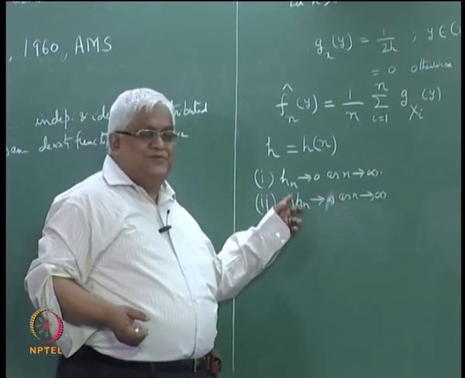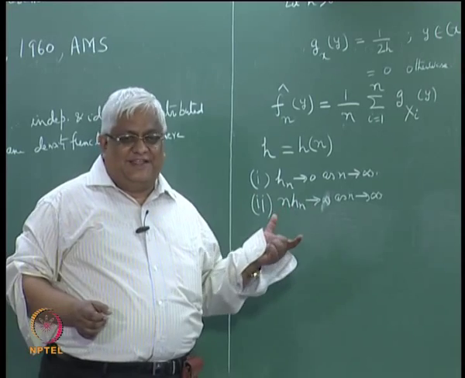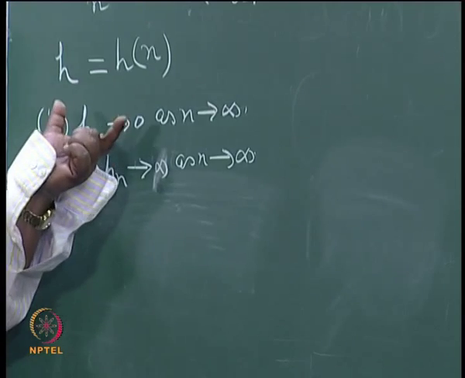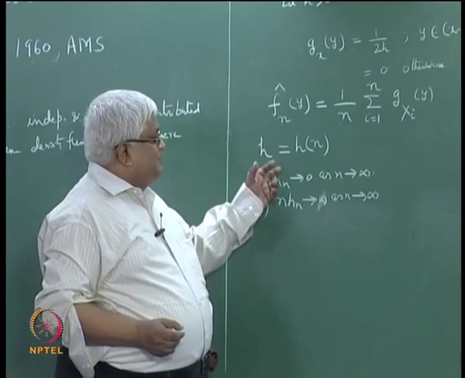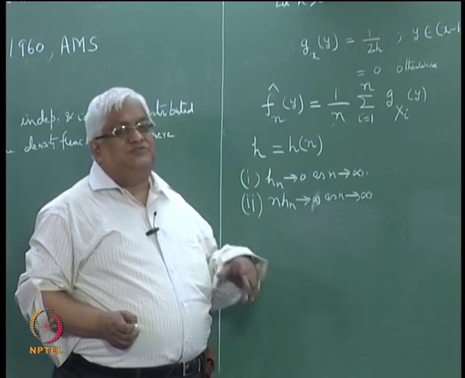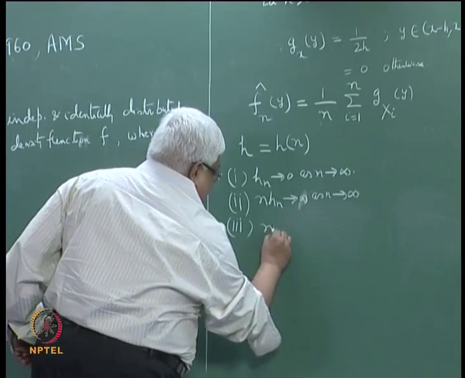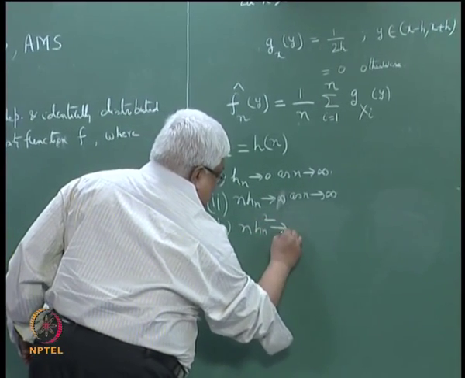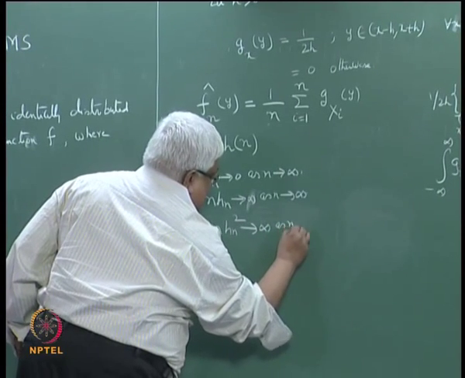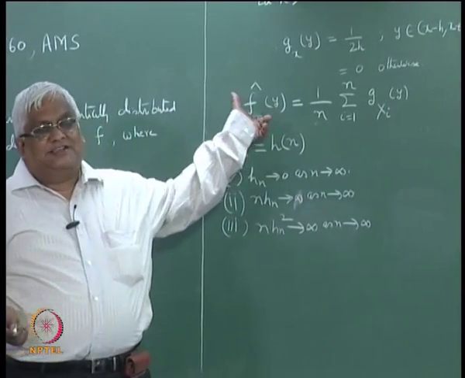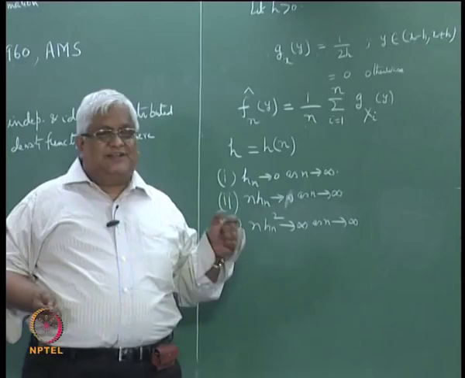These are two very small conditions. Intuitively, we do not really understand how these conditions come about. Now, by using these conditions, in fact, he has used one other condition. The other condition is this. Then he showed that this density estimate is asymptotically unbiased and consistent.